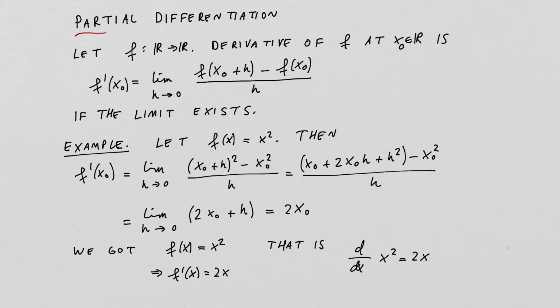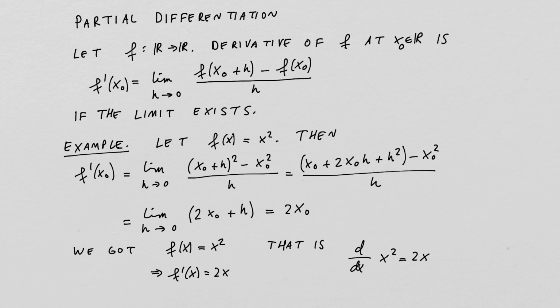Let's talk about partial differentiation. If we have a function of one variable, then the definition of the derivative is familiar to us. We will write the difference of f at x0 plus h and f at x0, and we will divide this difference by h and then calculate the limit as h goes to 0. If the limit exists, then the value will be the derivative of f at x0.